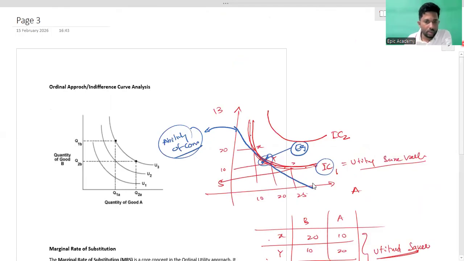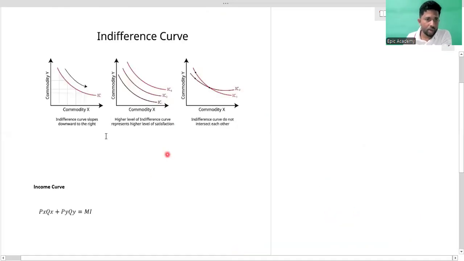Right, indifference curve. In indifference curve theory, you have to identify something like this. The indifference curve slopes downward to the right. Actually, an indifference curve never crosses the horizontal axis or the vertical axis. Why? You can't draw an indifference curve like that. There's a law behind that.